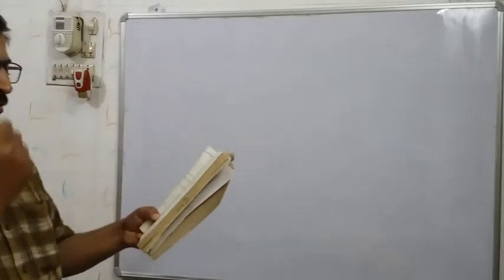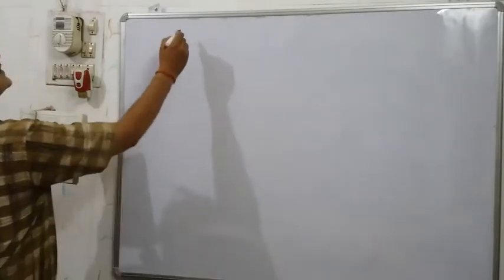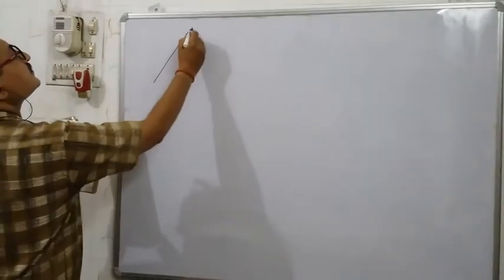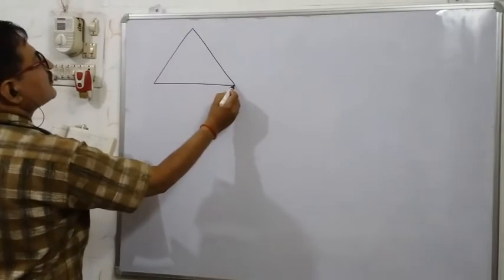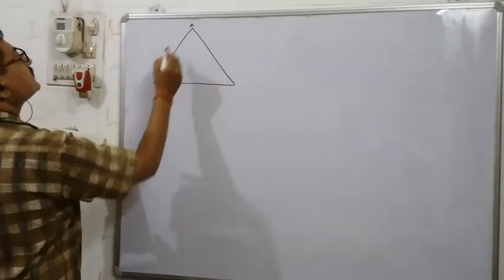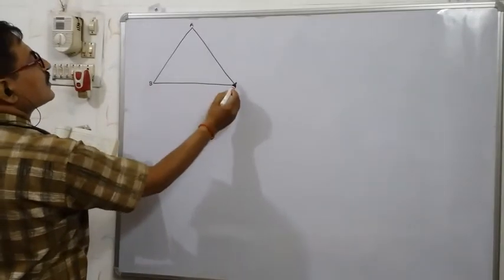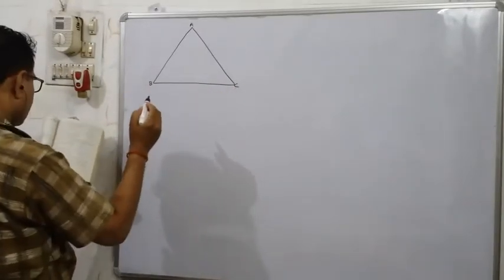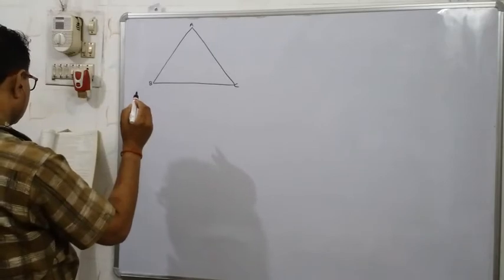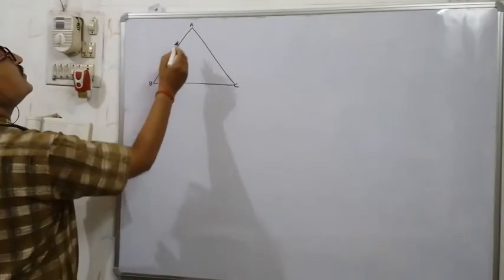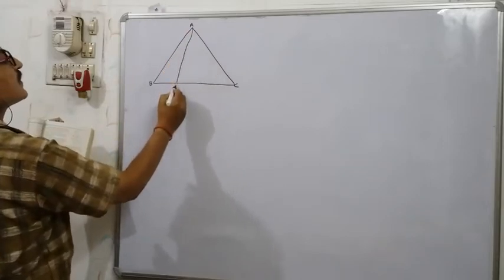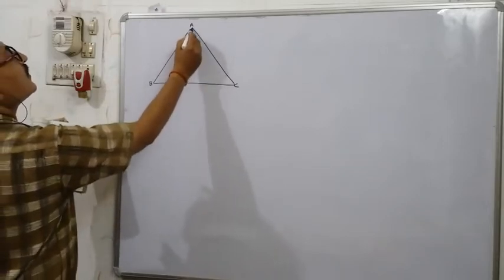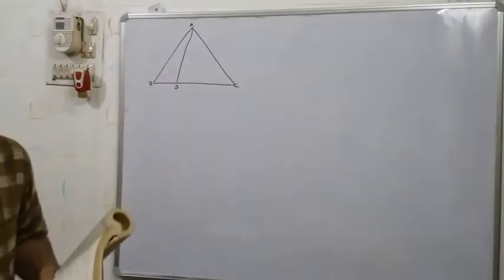Okay, so first we'll draw the figure. The figure is like this. This is the triangle ABC, and this is the equilateral triangle, meaning all sides are equal. There it is saying that BD equals 1 by 3 BC, meaning D is like this. This is the D. Okay, this is the BD.